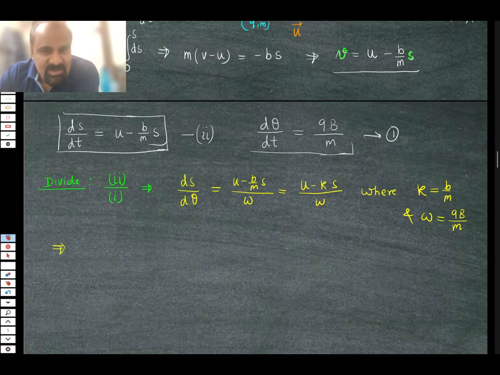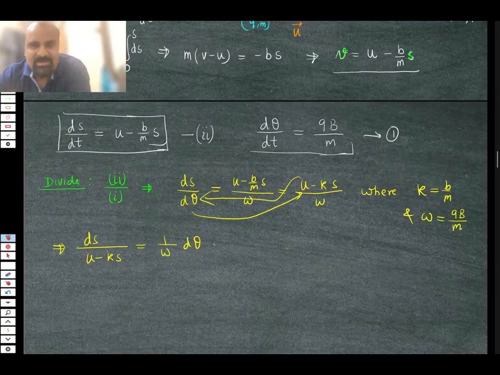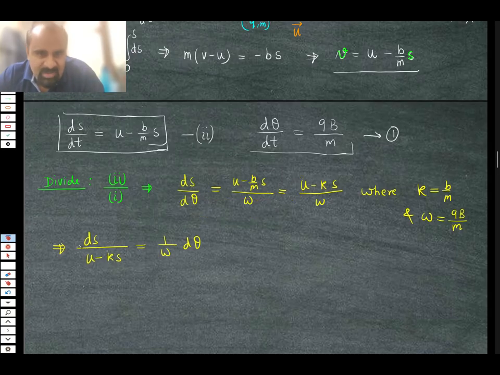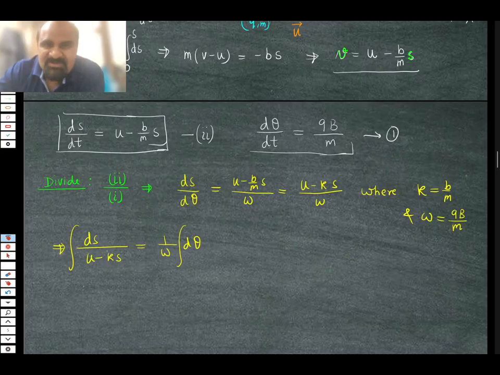Now we will separate the variable. So ds by u minus ks is equal to 1 by omega into d theta. So you move d theta on this side and this on this side, variable separated. Then we will put our beautiful integration sign. In physics, when you are able to put this integration sign, that means you have done the physics part. So you should be glad and happy that you are on the verge of solving the problem.